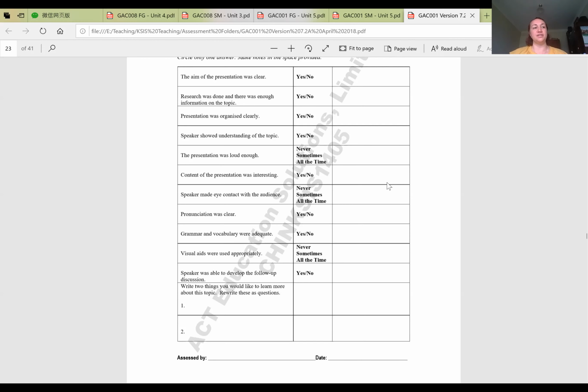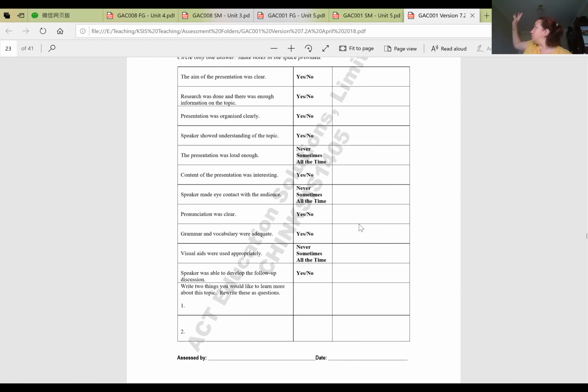Have we used pictures? Have we used sounds? Have we used videos? Have we used our body language to engage our audience? Have we used rhetorical questions? There's so many things you can do to make a presentation interesting. The speaker made eye contact with the audience.